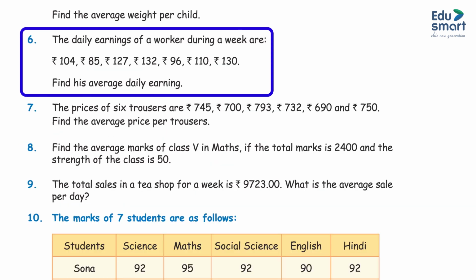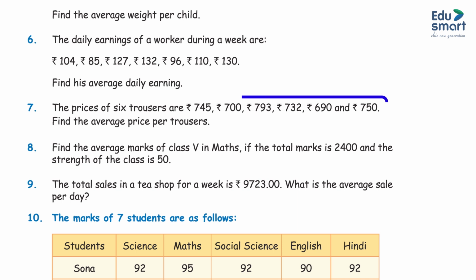Question 6. The daily earnings of a worker during a week are rupees 104, rupees 85, rupees 127, rupees 132, rupees 96, rupees 110, rupees 130. Find his average daily earnings. Answer rupees 112.